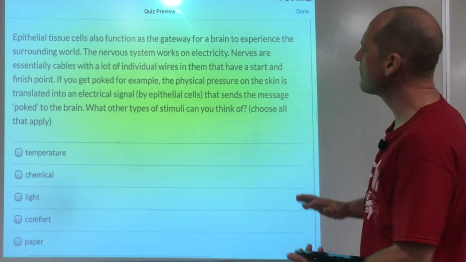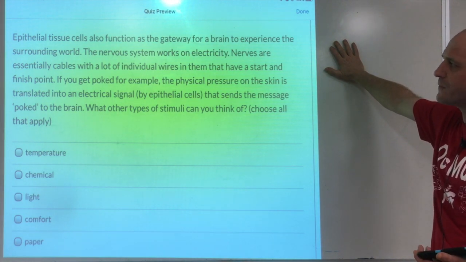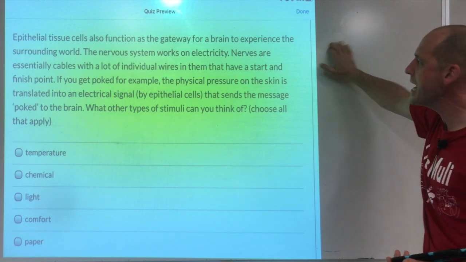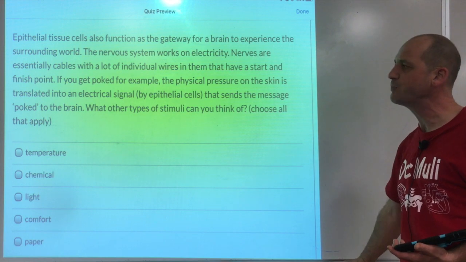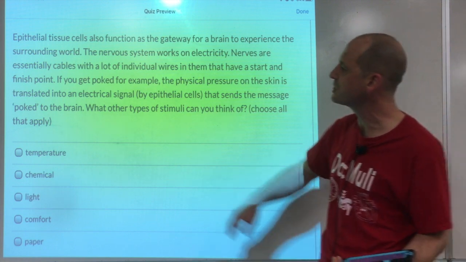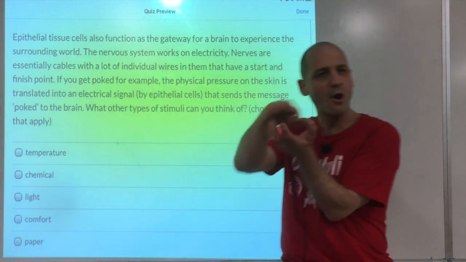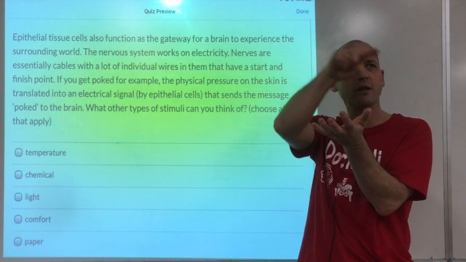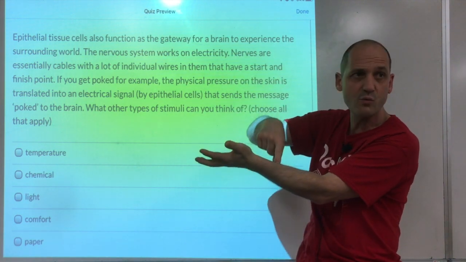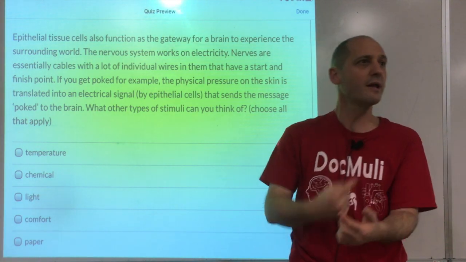Epithelial tissue cells also function as a gateway for the brain to experience the surrounding world. The nervous system works on electricity. Nerves are essentially cables with a lot of individual wires in them that have a start and a finish point. If you get poked, for example, the physical pressure on the skin is translated into an electrical signal. So what happens in there, we got these receptors, some of them look like onions. They have layers and layers of cell membrane. And when you press some of those layers, they connect to one another. And when they connect, then they fire up a nerve impulse and transduce the pressure into electricity.